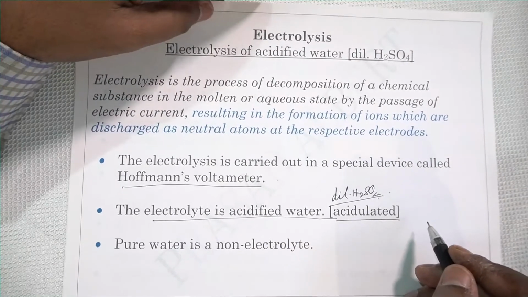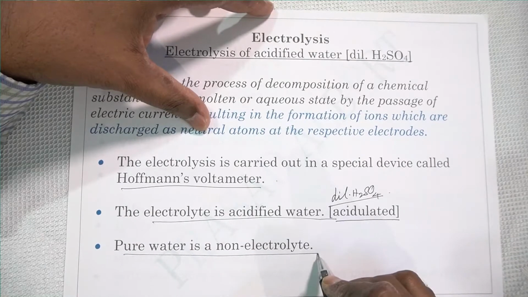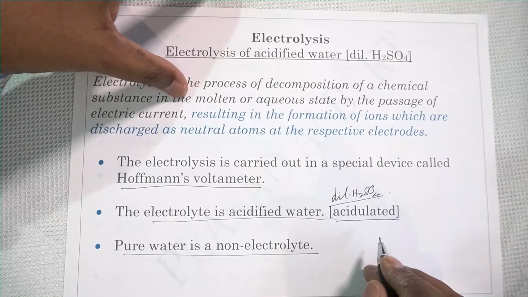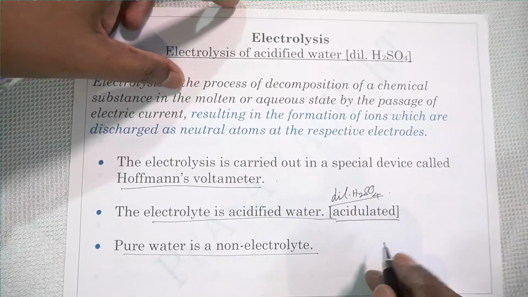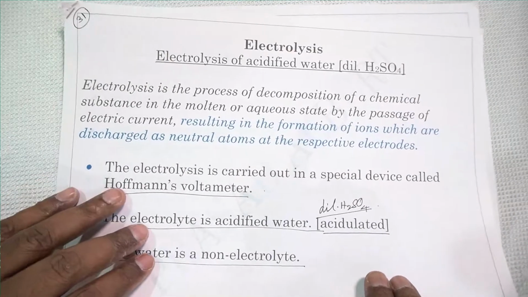Now the reason for the whole thing is because pure water is a non-electrolyte. Pure water has unionized molecules. It will ionize only when some other ion is present there. So we need to acidify water before we start electrolyzing so that it will produce ions.